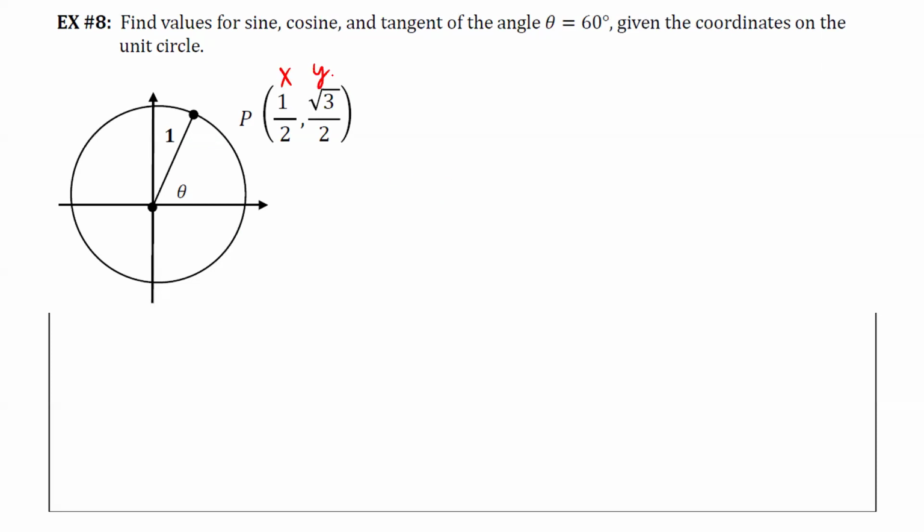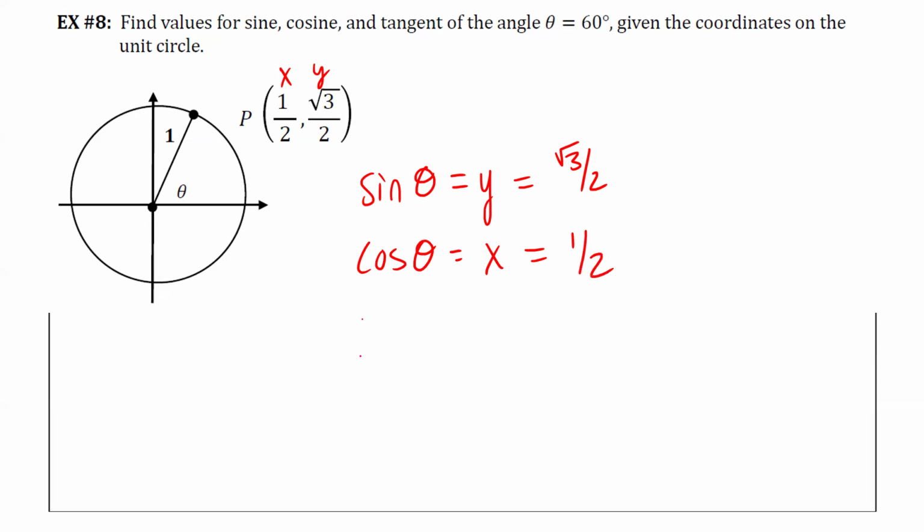Remember, your X, your Y, and everyone has a job, right? Sine theta equals what again? And our Y value is? Cosine theta equals what? And our X value is? 1 over 2. Tan theta equals what? Y over X, which gives us... And if you keep, change, flip really quick, what's going to cancel out? And what are you left with? Square root of 3.